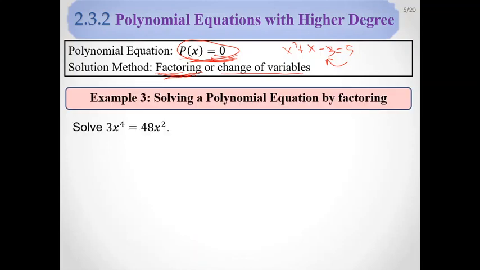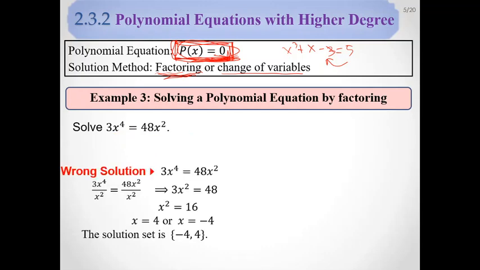So let's solve this problem. First, you have to put it in this form, so we want it to be 0. Some students do it this way: they divide by x squared. I will say this start is wrong, so you cannot start like that. If you divide by x squared, there will be cancellation, and after the cancellation you will get some equation, and when you solve it you will get minus 4 and 4. What's wrong with it?